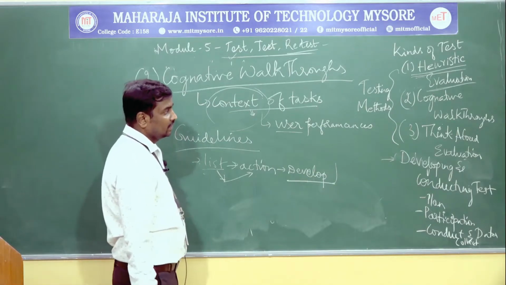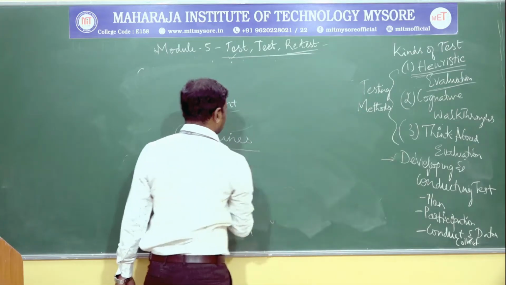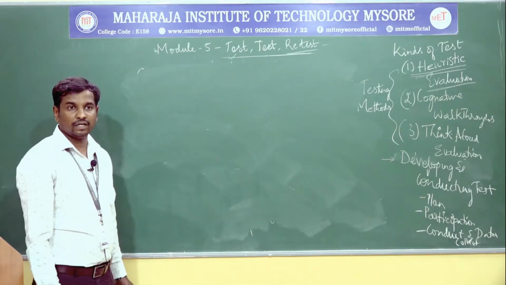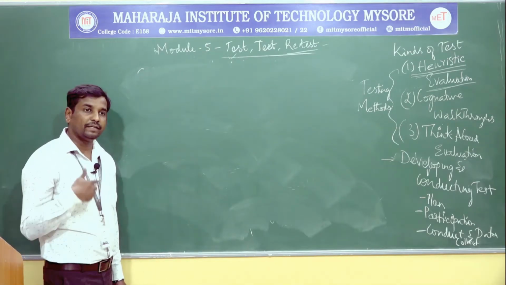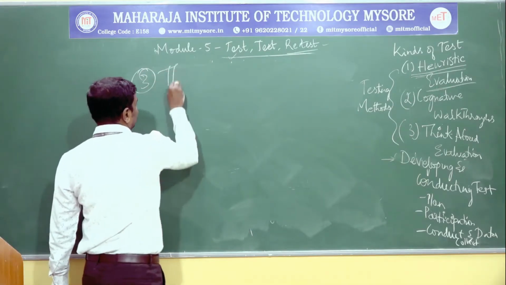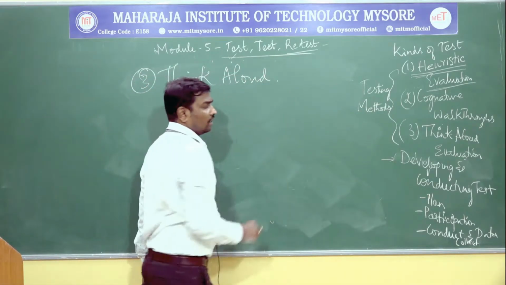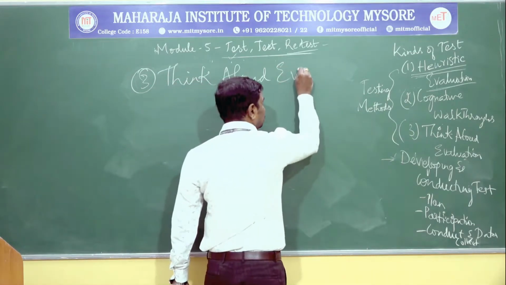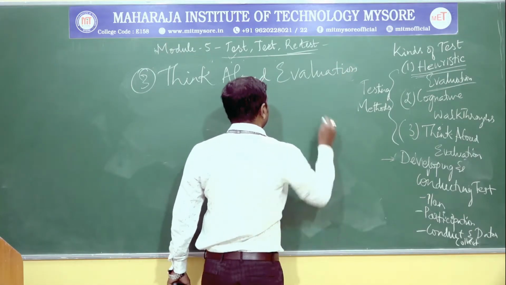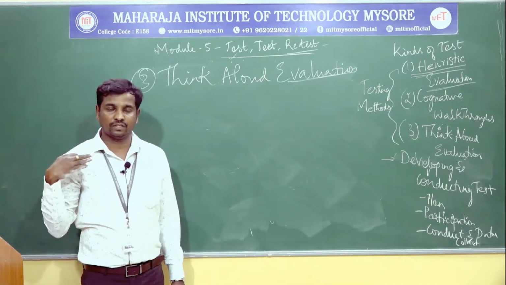The third method is think aloud evaluation. This is the third method of testing. In this third method, think aloud tasking, while we are performing a task, it is an extension of the cognitive walkthrough. It is an extension of the evaluation process as well as the cognitive, meaning thinking, process, right?